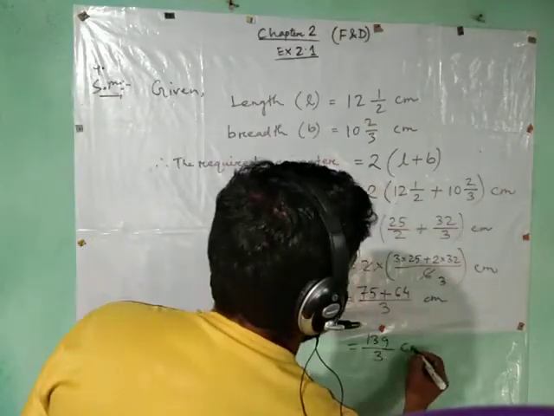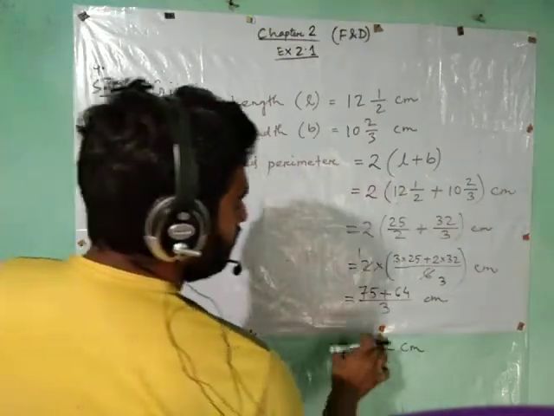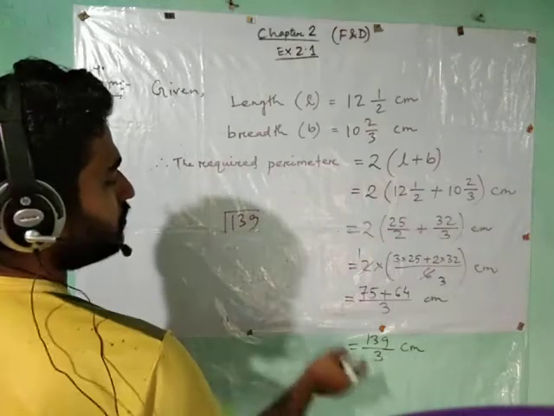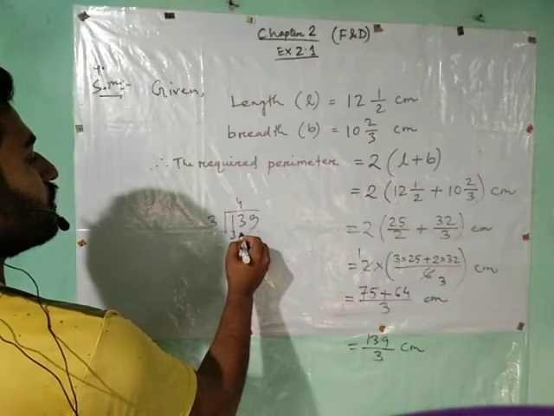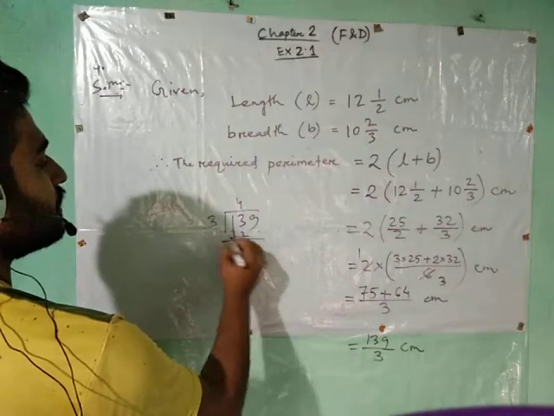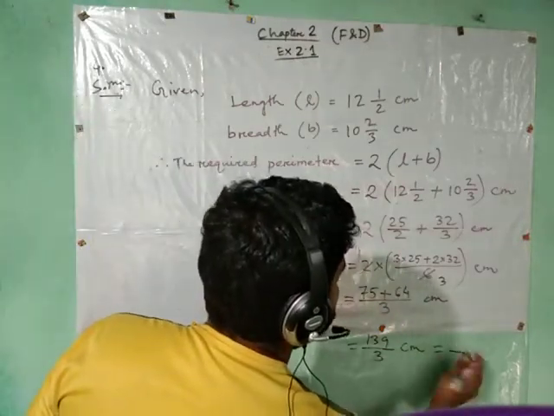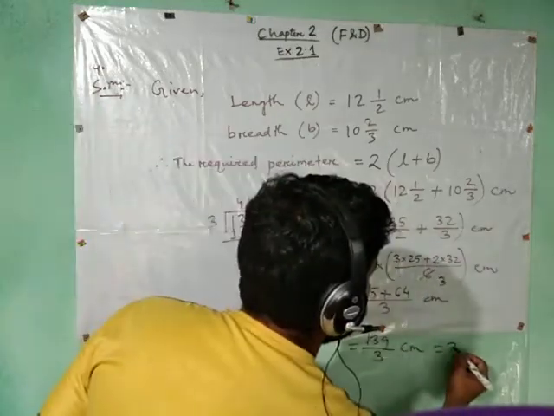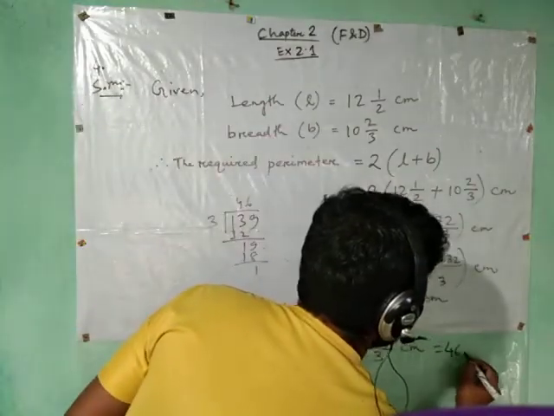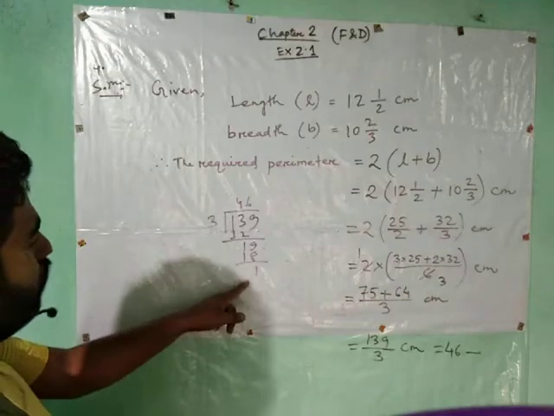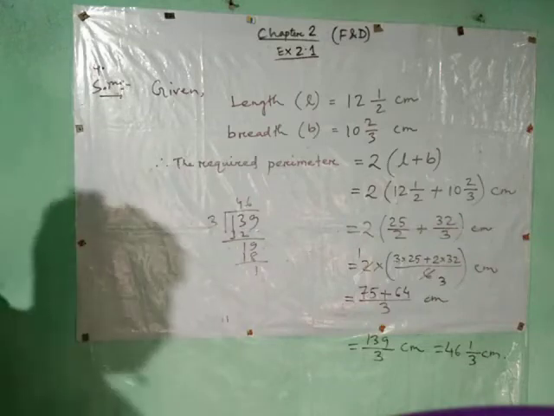Centimeter. It is almost your answer, but this is not the correct answer because it is an improper fraction, so you need to convert it into a mixed fraction. 3 4s are 12, 3 6s are 18, 1 will be there. So your answer will be 3, no, sorry, it is my mistake. 46 1 by 3 centimeter.